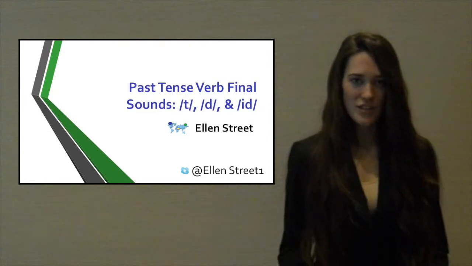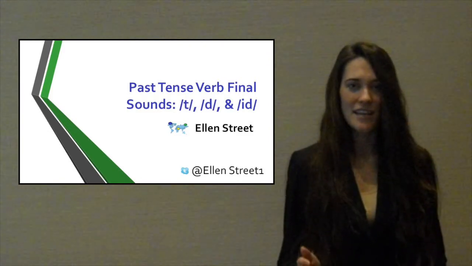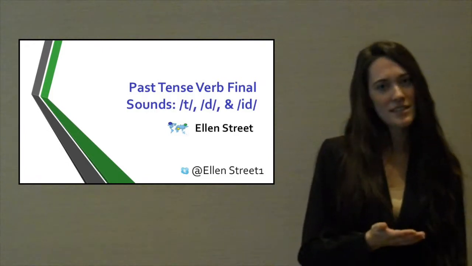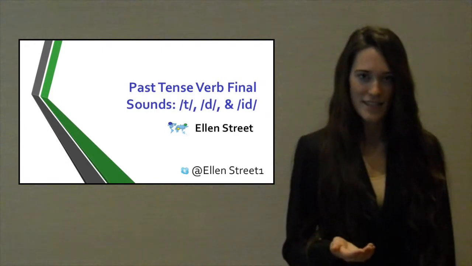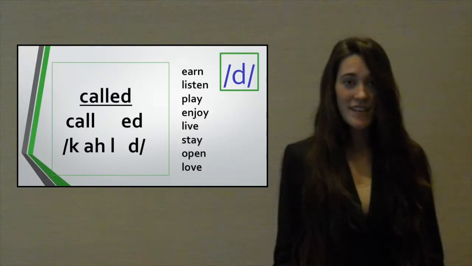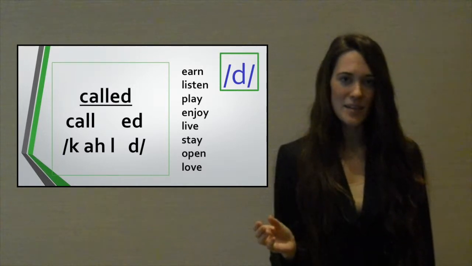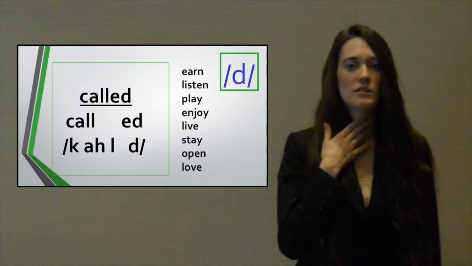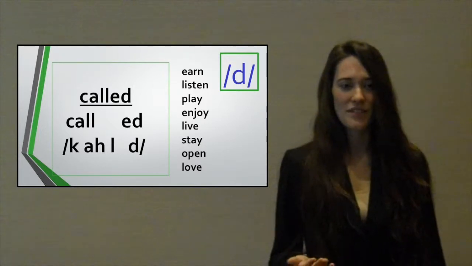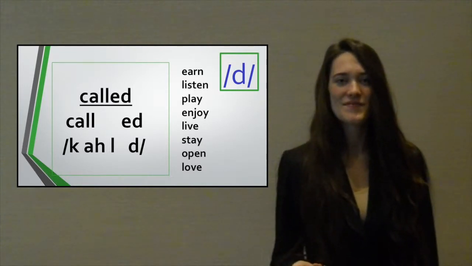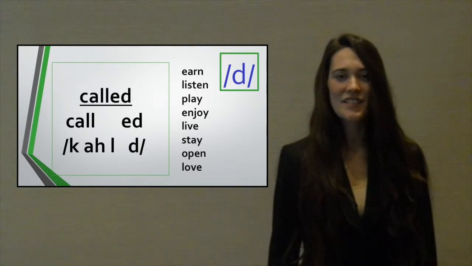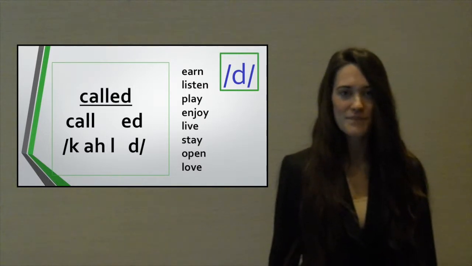The way that native speakers decide how to use these subconsciously is by if the sound buzzes or does not buzz at the end of the verb stem. Take your hand, put it on your vocal cords, and make the sound "l". Does it buzz? Yes. For this example, called. At the end, we use the d because it also buzzes. Called. Other examples of this are earn, listen, play, enjoy, live, stay, open, and love.